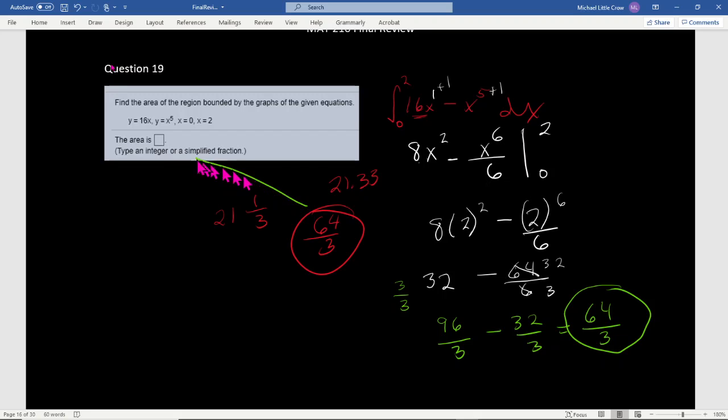Okay, so either way you want to do it, it works. You can use the calculator, you just need to be able to turn it into a fraction, or do the full integration. They both work.